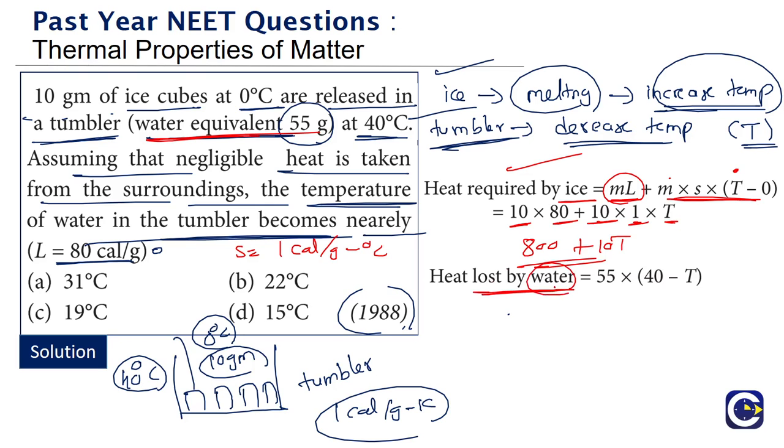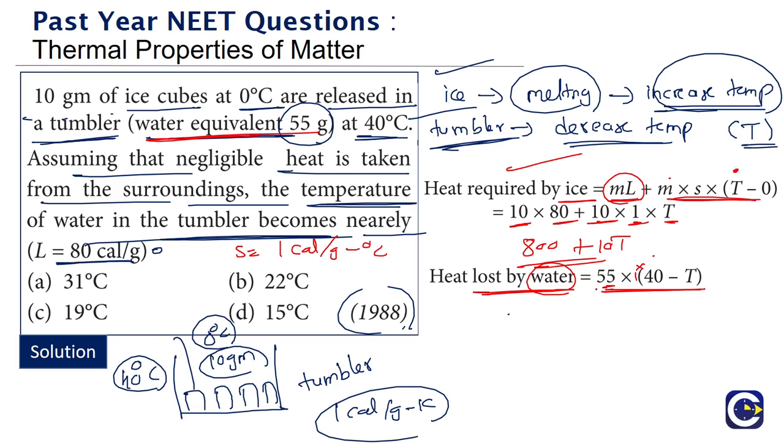Okay, now what about the heat that is lost by the water? When we say water, the water is referring to the tumbler, because we are using the water equivalent concept. So what is the heat lost by the tumbler? The mass is 55, because we are saying it is equal to 55 grams of water. So 55 into 1, anyway we are multiplying by 1 so nothing will change, into temperature change, which is coming from where? 40 to T, decreasing. So 40 minus T, this is the heat lost by the water.